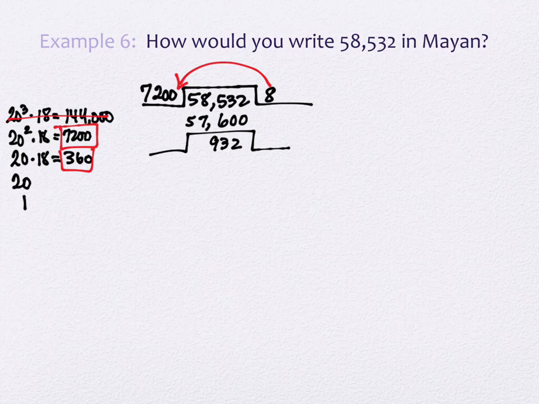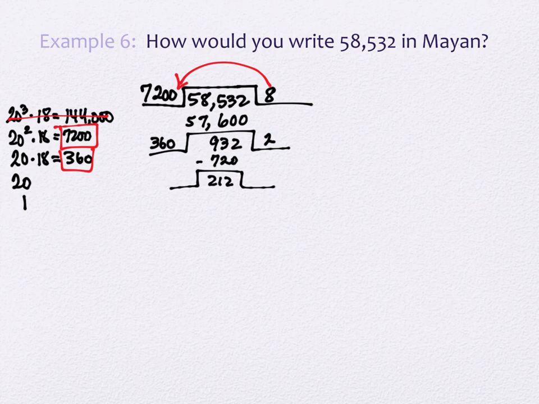The next one we divide by is 360. Even if the number were too small and it didn't go in, we'd still write it down. Okay? So we're going to write down 360 next. How many 360s are there in 932? 2. What is 2 times 360? 720. And we subtract, 212. And we do the same thing.